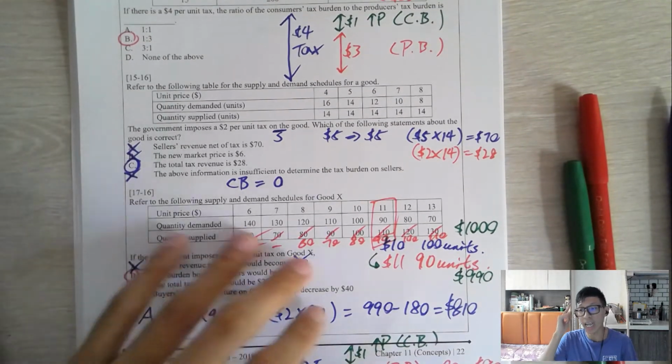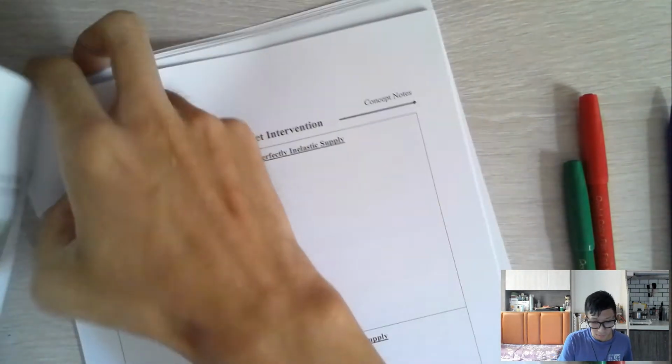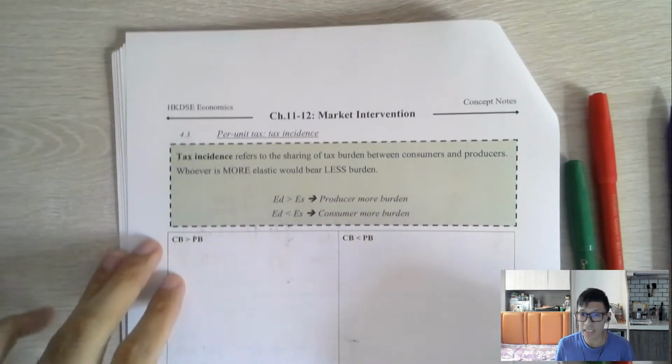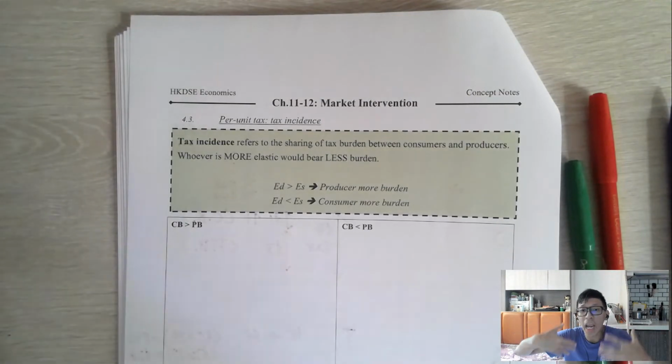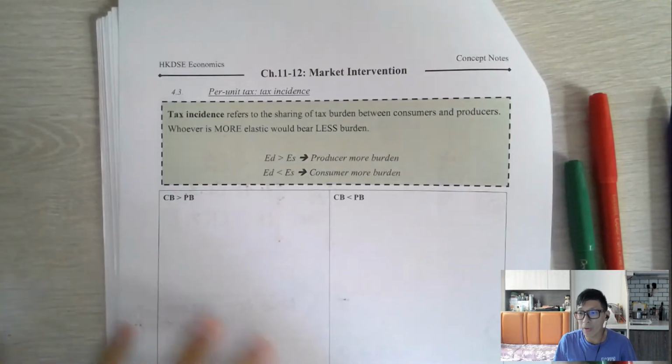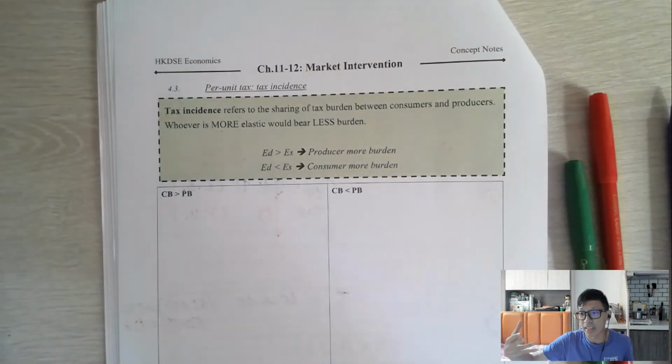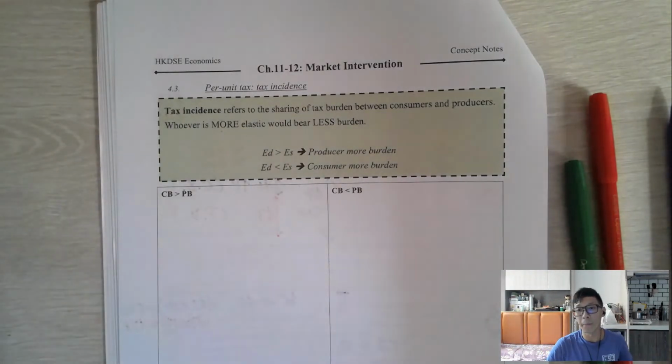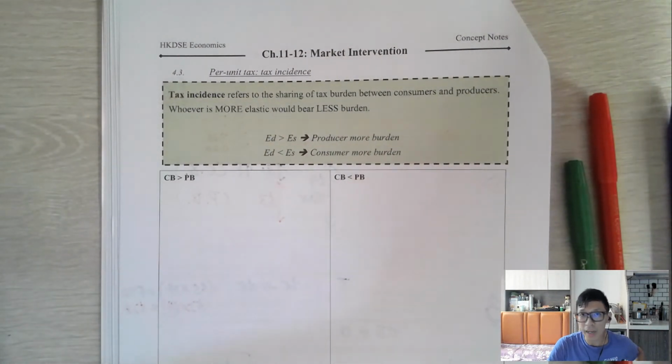Okay, for the next video, we are going on to something even more difficult. We call it the tax incidence or the sharing of the burden. What would affect who would bear more burden? Okay, so until then, I see you in the next video very soon.